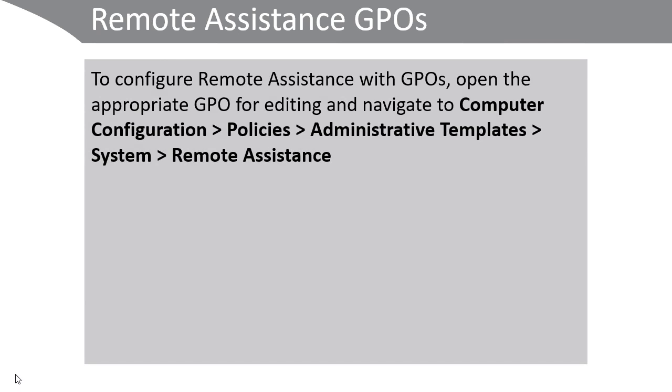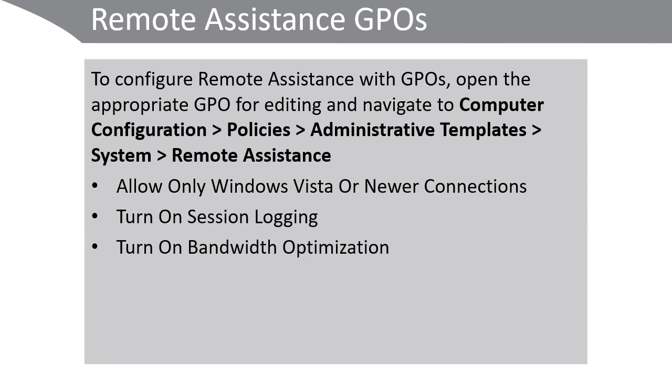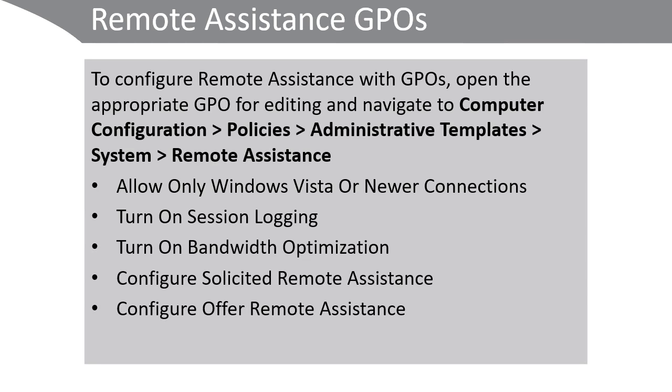So it's also possible to configure remote assistance using group policies. To do this, open up the appropriate group policy for editing and navigate to Computer Configuration, Policies, Administrative Templates, System, Remote Assistance, and then you can configure the following options. Allow only Windows Vista or newer connections, turn on session logging, turn on bandwidth optimization, and configure solicited remote assistance, and configure offer remote assistance.